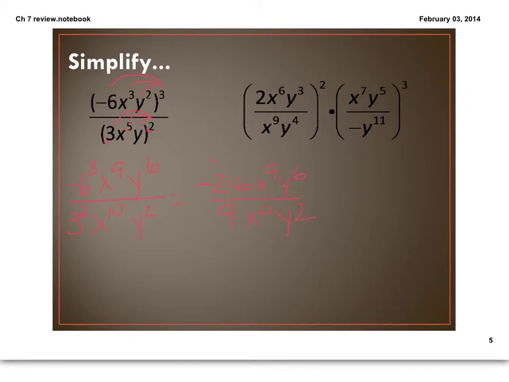Then we can clean this up. Negative 216 divided by 9 would be negative 24. X to the 9th divided by x to the 10th would be x to the negative 1. And then y to the 6th divided by y squared would be y to the 4th. So the only thing I need to do is clean up this x to the negative 1st power, which means I'm going to put x in the denominator. So my final answer becomes negative 24 y to the 4th over x to the 1st, or x, doesn't matter either way.